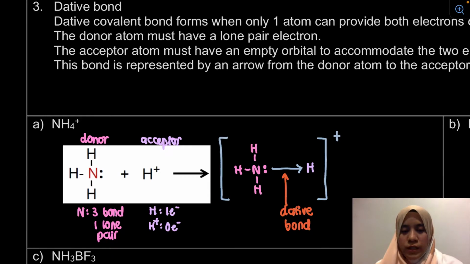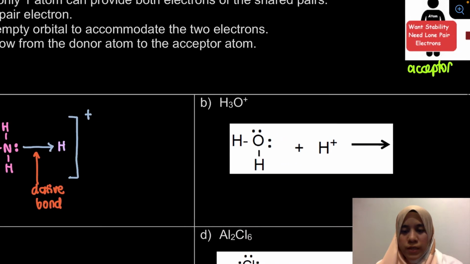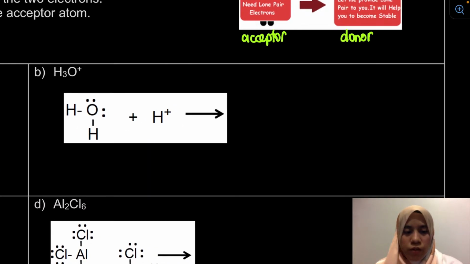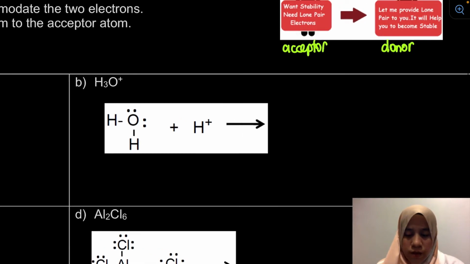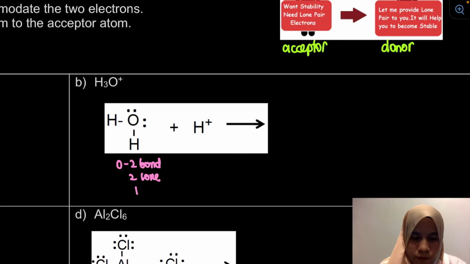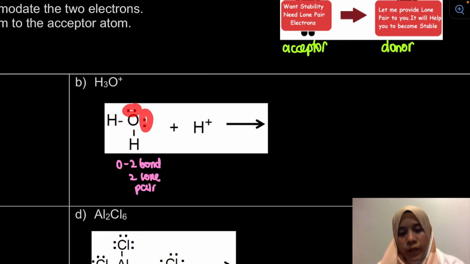Okay, so sekarang ni kita tengok for the case H3O+. Okay, for the case of H3O+, so kita tengoklah. Sedang kita tengok yang center tengah-tengah ni, oxygen ni have 2 bond. And then it has 2 lone pair. Okay, kenapa 2 bond 2 lone pair? Dia ada 1, 2 bond, 2 lone pair. 1, 2 lone pair. Okay, dalam kes ni, this is hydrogen plus.